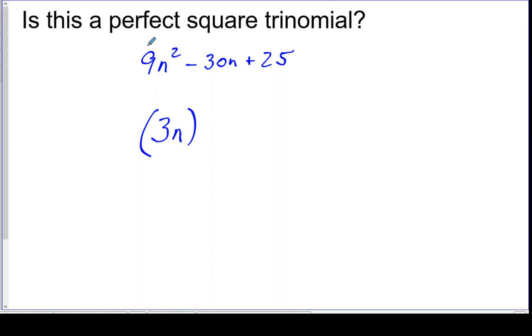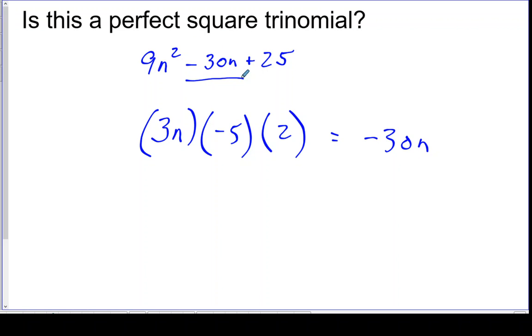So the square root of 9n squared is 3n, and now I notice I have a minus here in the middle, so that's making me think I want this factor of 25 to be negative. Is 25 a perfect square? Yeah, the square root of 25, in this case we'll call negative 5 since the middle term is negative. So here's the square root of the first term, here's the square root of the last term. Well, if this is a perfect square trinomial, remember we've got to double it. Well, 2 times negative 5 is negative 10. Negative 10 times 3n gives you negative 30n, which matches the negative 30n here.